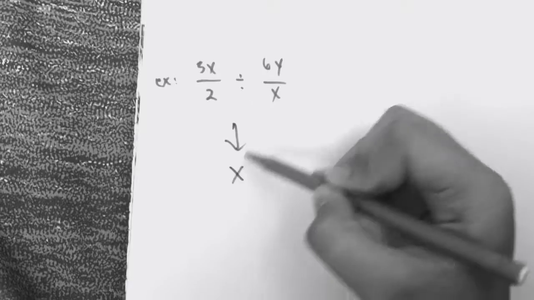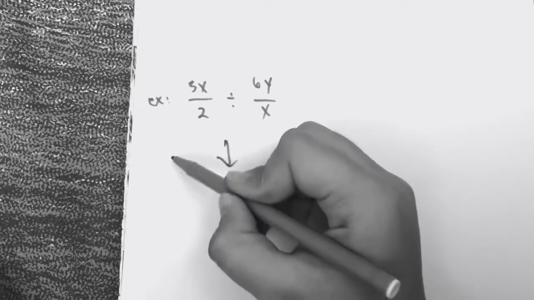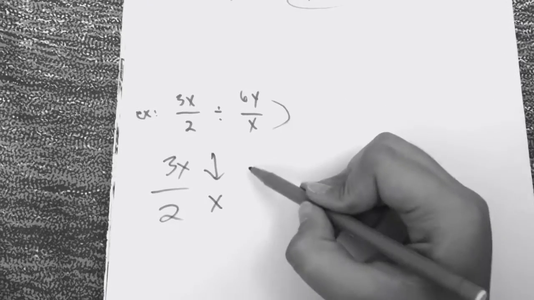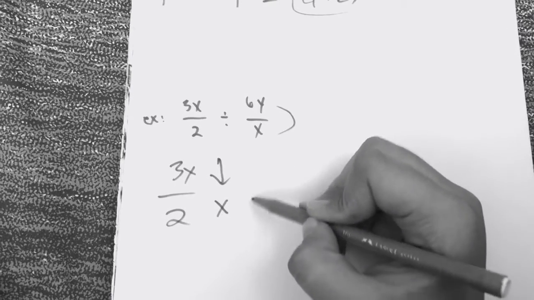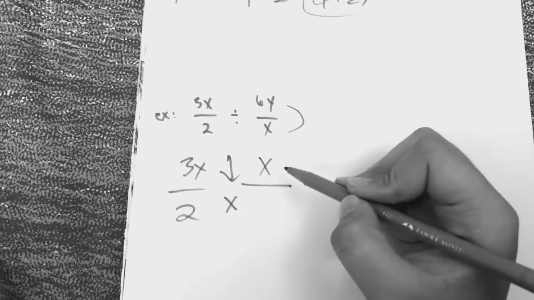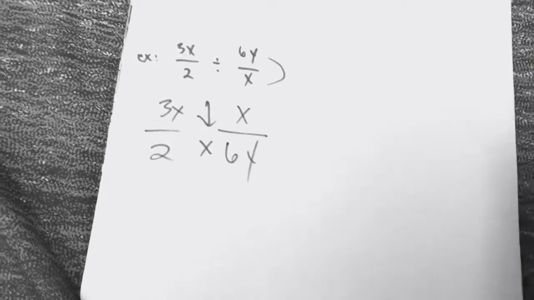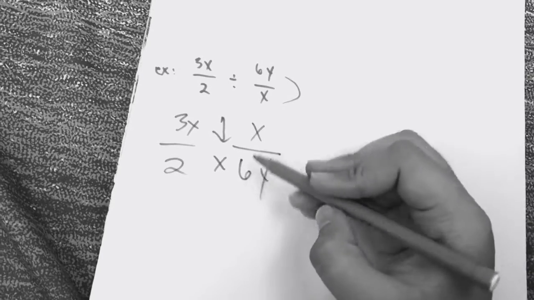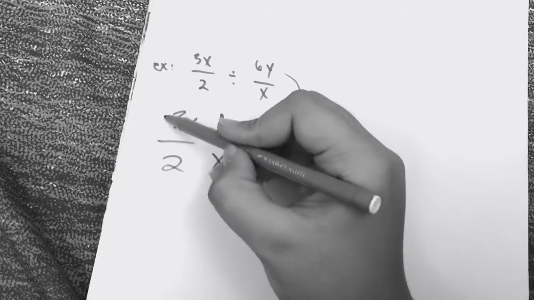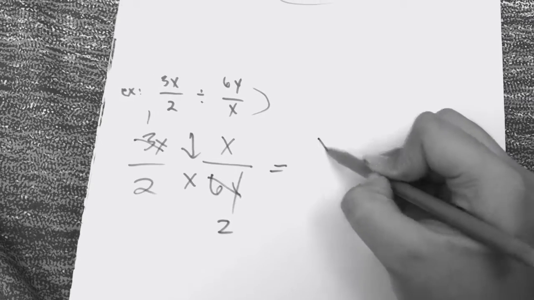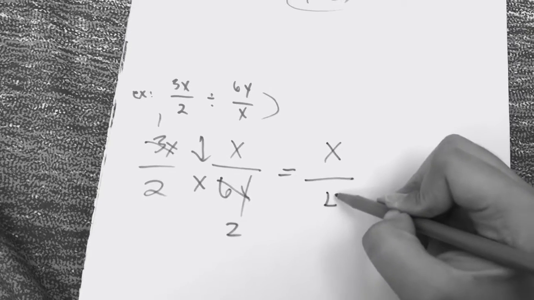Here you will also have to change it into multiplication and keep the first term as it is and use the reciprocal of the second term, making it x over 6y. You can then factor if there are any terms that could be factored and multiply.